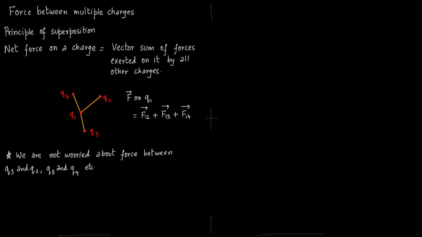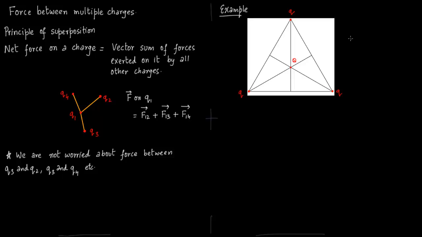Now let us see an example where we use this principle of superposition. So say you have an equilateral triangle, you have three charges small q placed at its vertices, and there is a charge capital Q which is at the center of the equilateral triangle. Now we assume that capital Q and small q have opposite charges. You could say they have the same charges, but for this problem we are taking them as opposite charges.